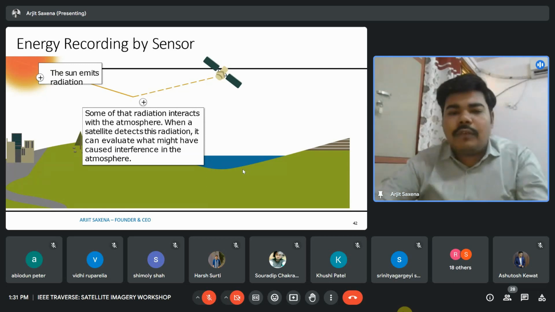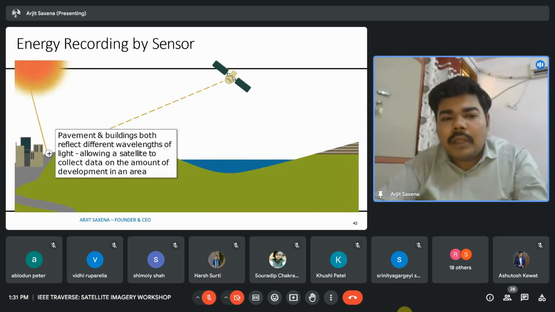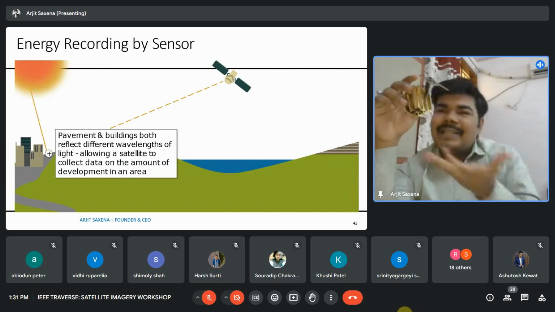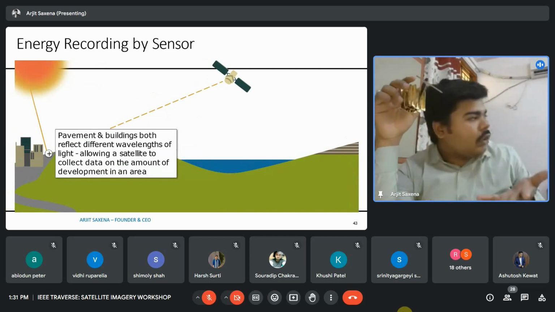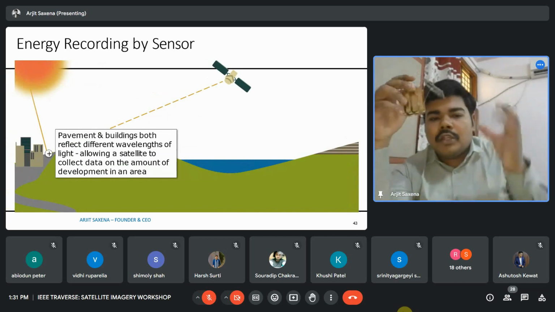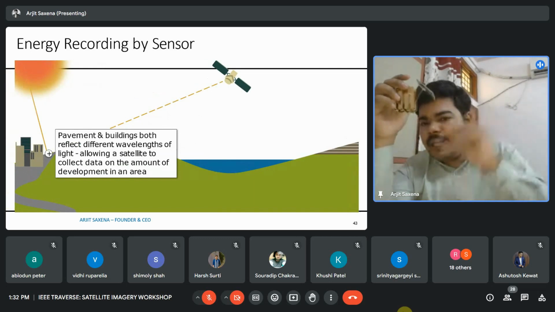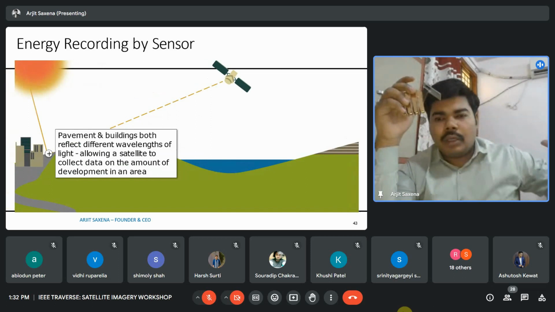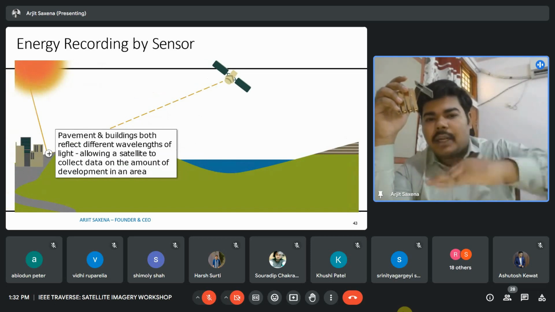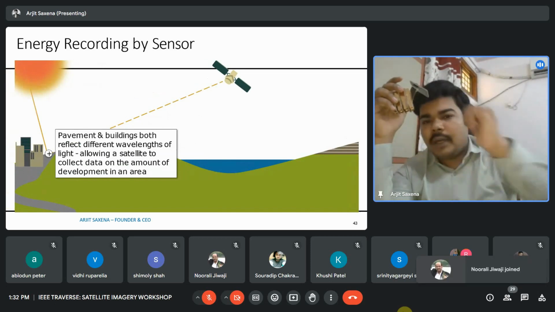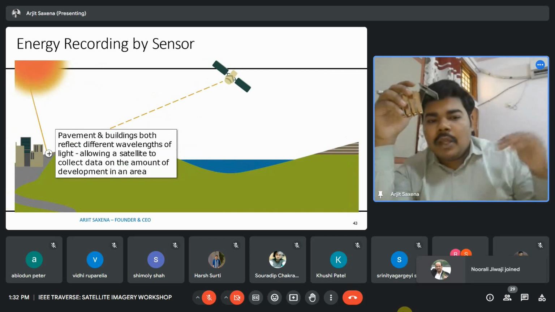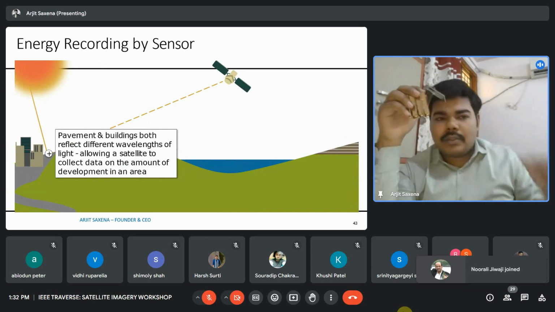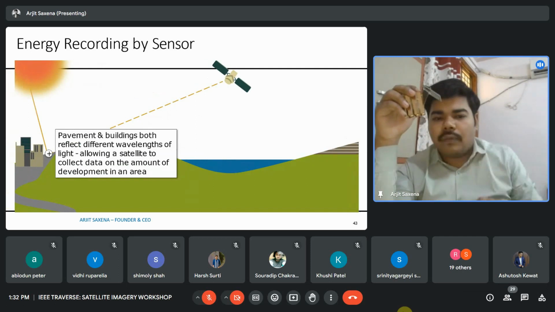Now what is the further step? When your energy is being absorbed in a sensor, there are different wavelengths, which we discussed in the electromagnetic spectrum. It will segregate into the electromagnetic spectrum, like radio waves, microwaves, infrared, ultraviolet, and so on. Then it is going to identify which is best suited for it.